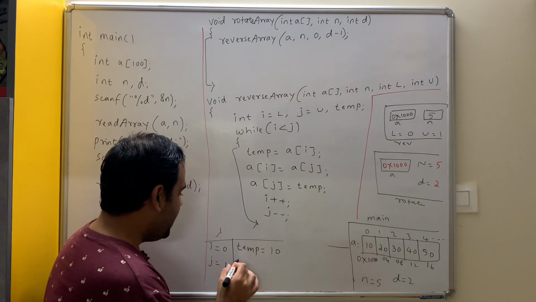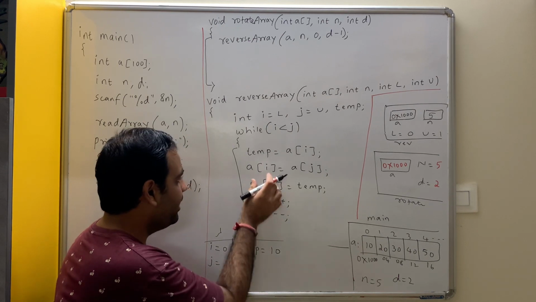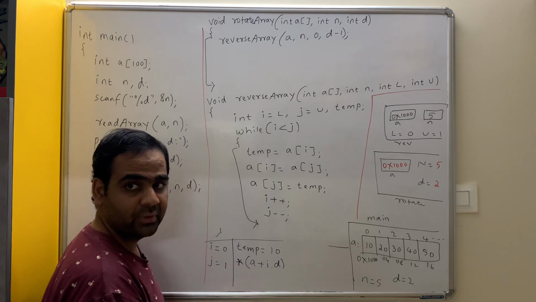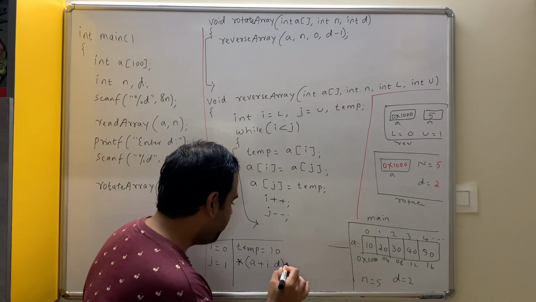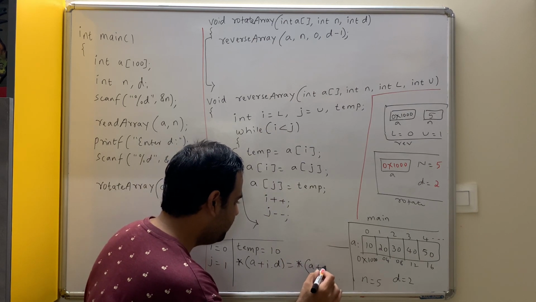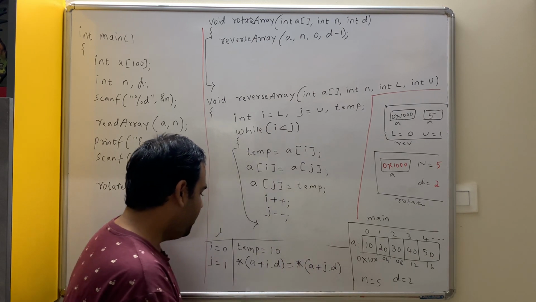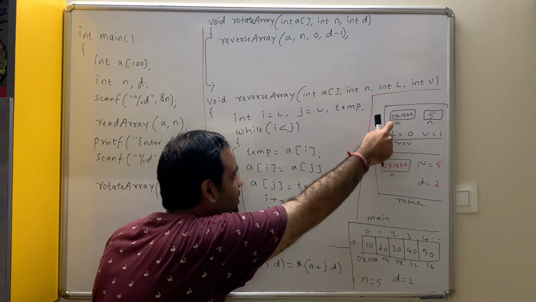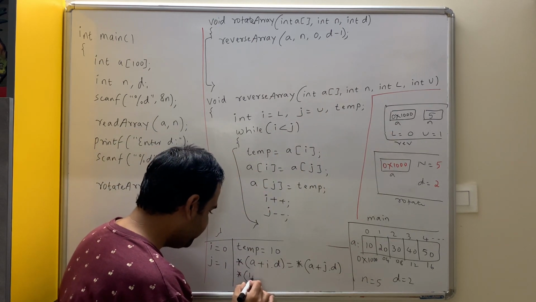Now you say star A of I is nothing but star A plus I into D. Needless to say, I have written it directly with pointer arithmetic, scaling and all. A of j is nothing but A plus j into D. Now what is the value of A? The value of A in the reverse array function is 1000 because we are in reverse array.